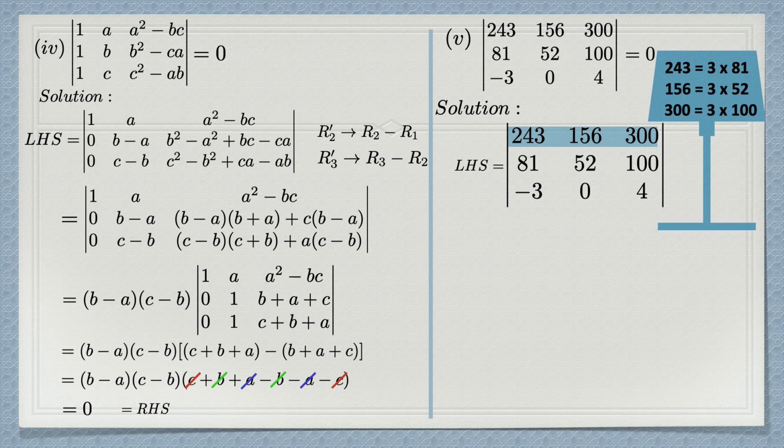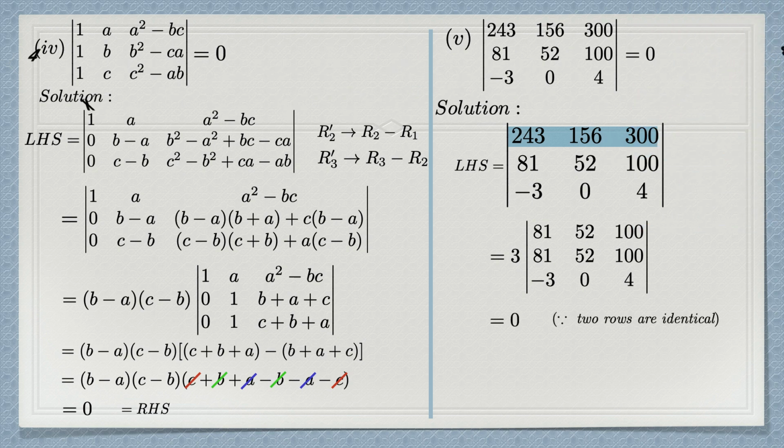That is 243 equal to 3 into 81, 156 equal to 3 into 52, 300 equal to 3 into 100. So this is related to the second row. For that reason, we will take the first row. Since 3 is common, we took 3 outside the determinant, so we got 81, 52, 100 in the first row. Since 2 rows are identical, the determinant value is 0. This is our right hand side.